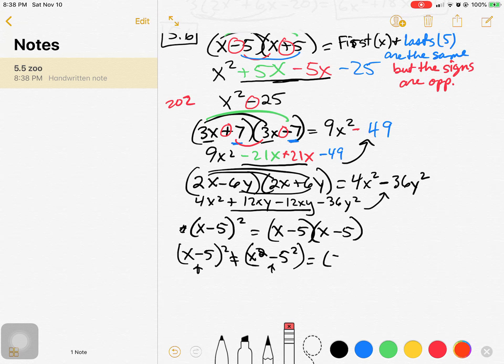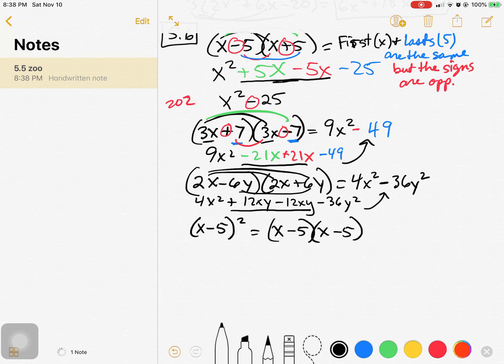So let me erase that. We definitely don't want to be doing that. So it's the whole thing. It's the whole thing that's squared. So when you see the 2 out here, don't distribute that 2. You have 2 of those things. So you have to separate them so you can FOIL them.